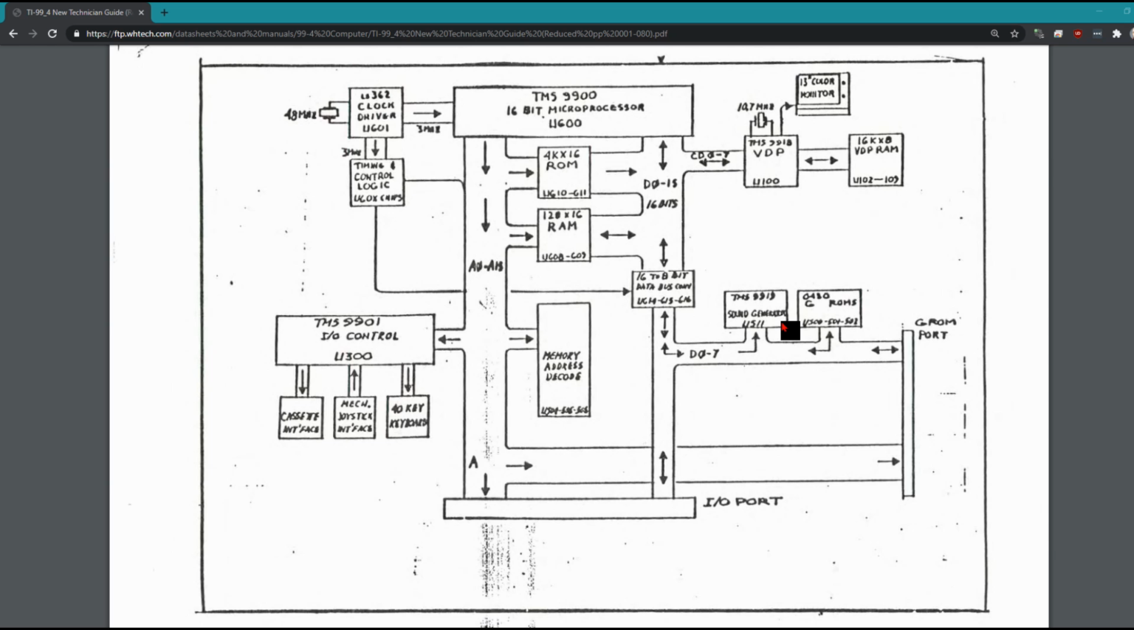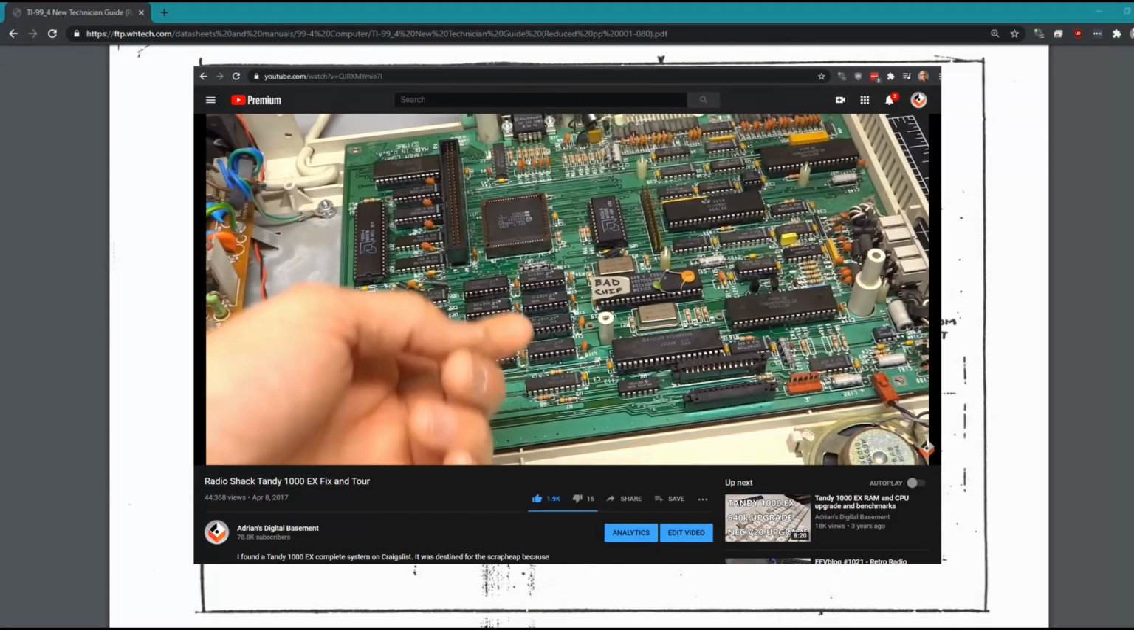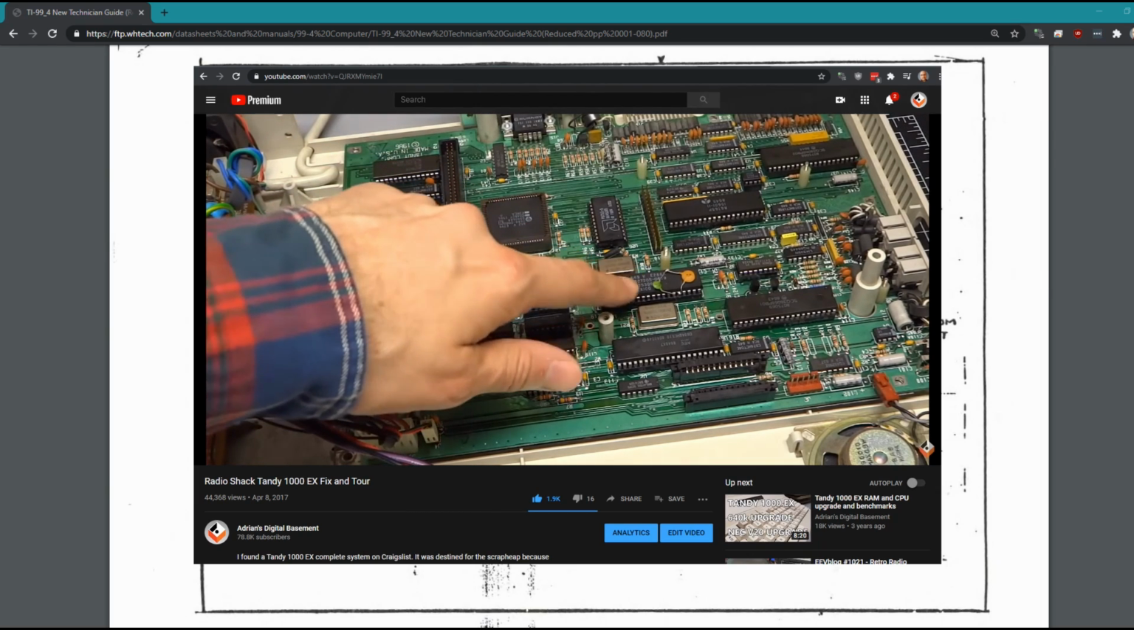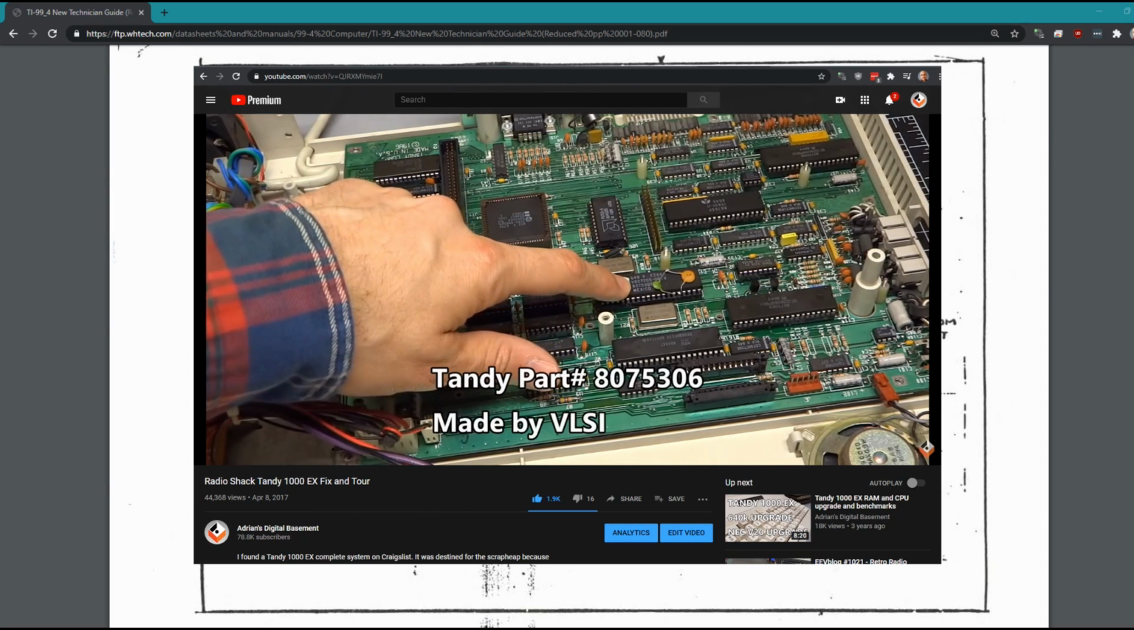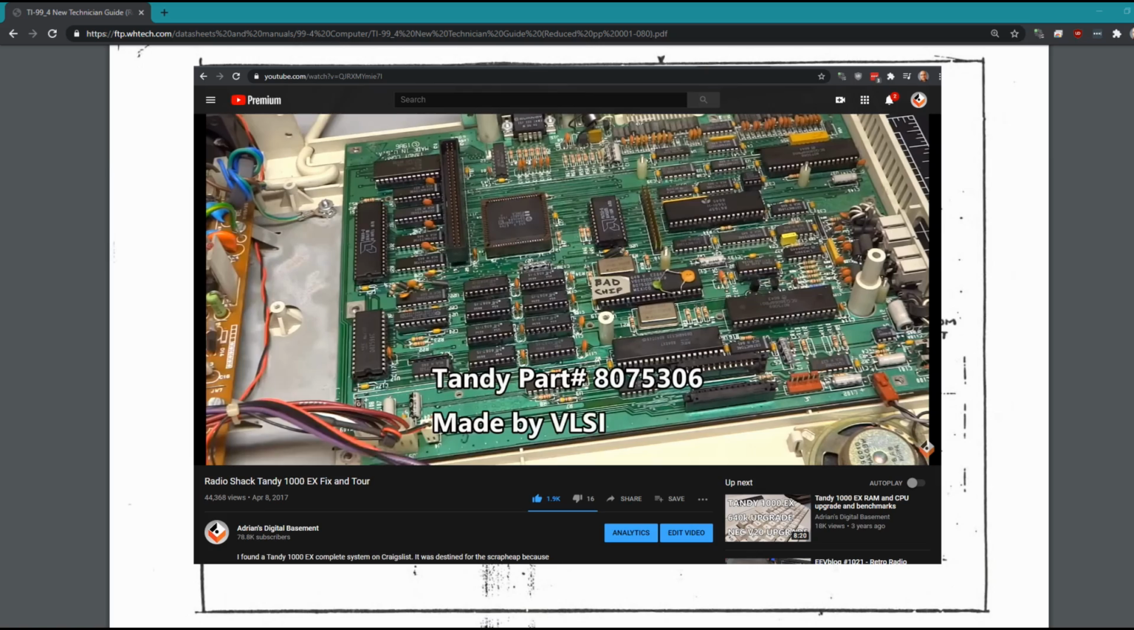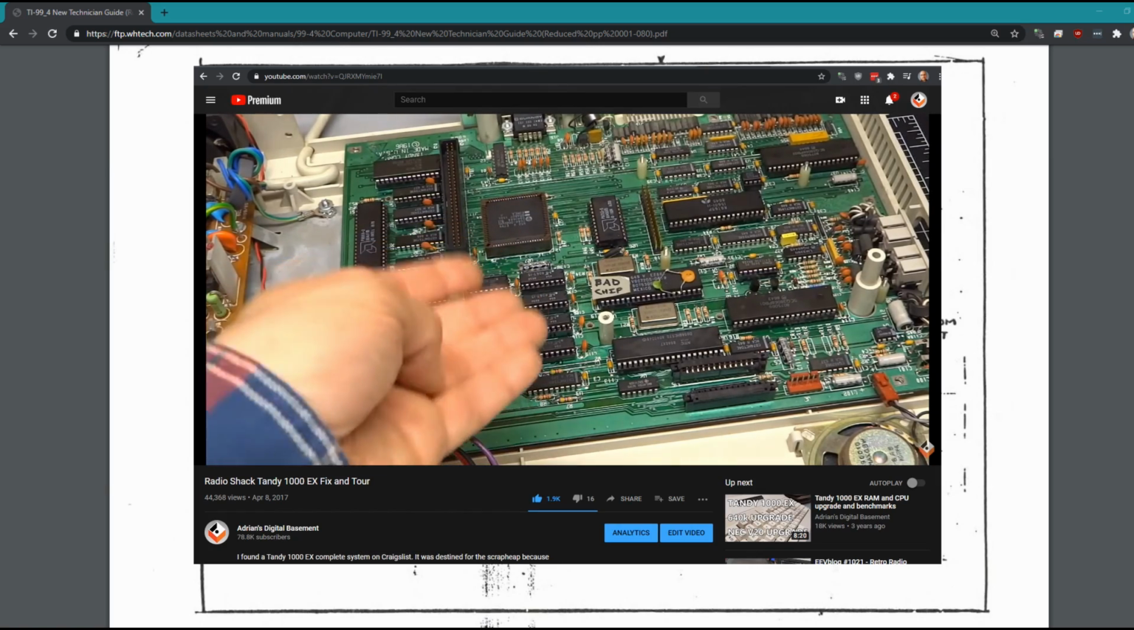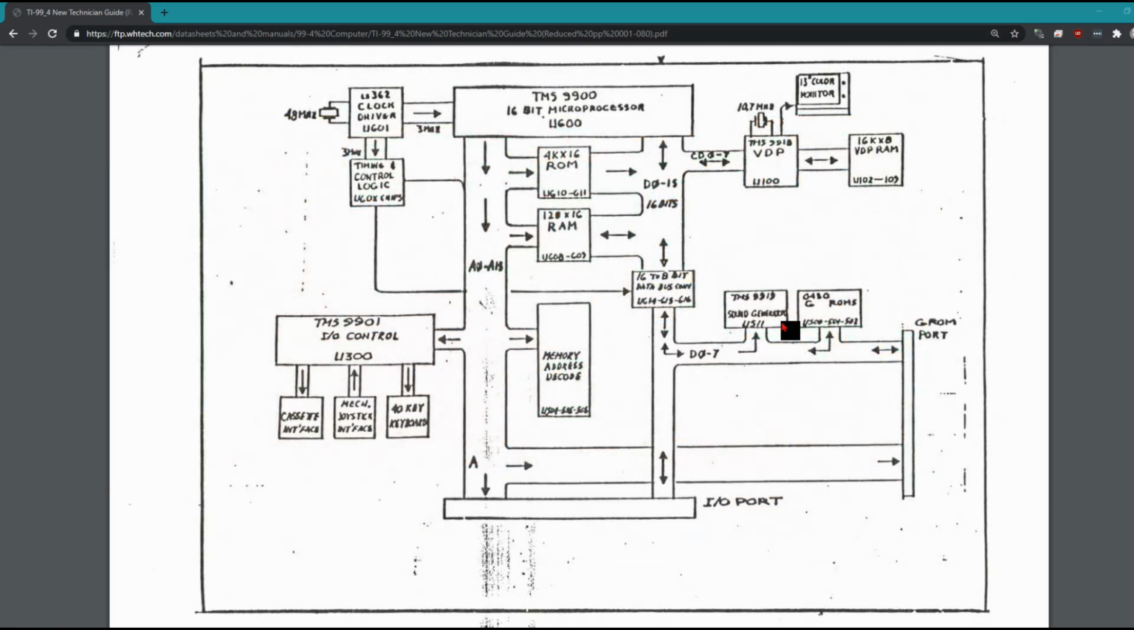Now, way back on my channel, I troubleshot my Tandy 1000EX, which I got for free because it wasn't working. And one of the problems on that, when you turned it on, you got a black screen and a continuous tone. And that was because one of the custom chips on there that kind of generates all the clock signals for various components on the motherboard had gone bad.